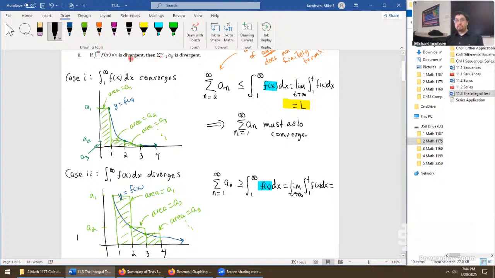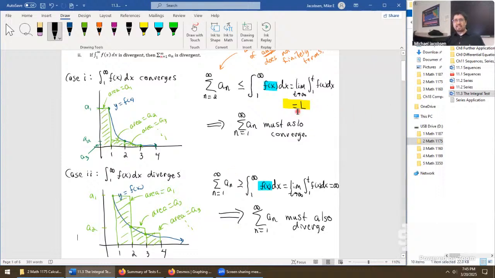But this one diverges up here. That means the area that we pick up under the blue curve is infinity. And yet, look how our estimate goes. The sum of the series is greater than a value that's already infinity itself. That means the series, summation as we go from 1 to infinity, an, must also diverge.